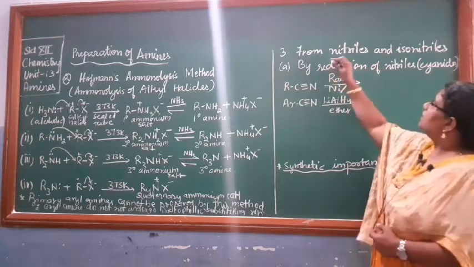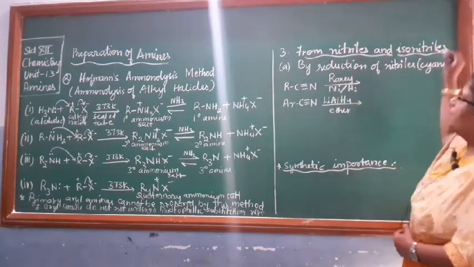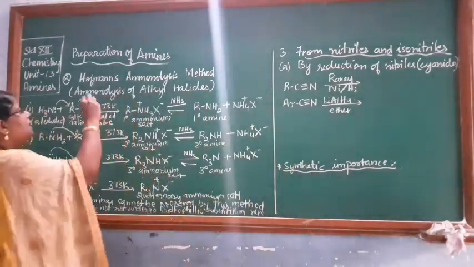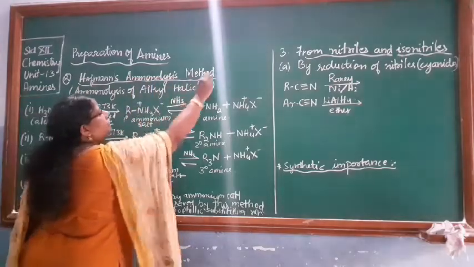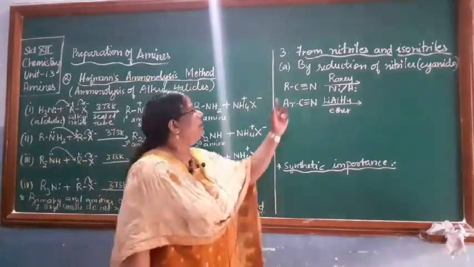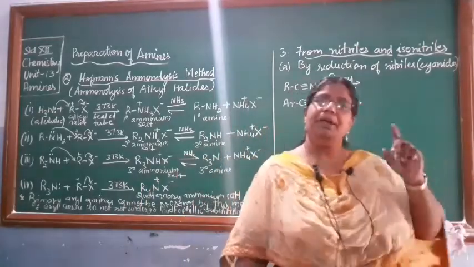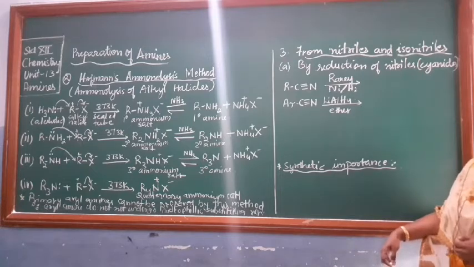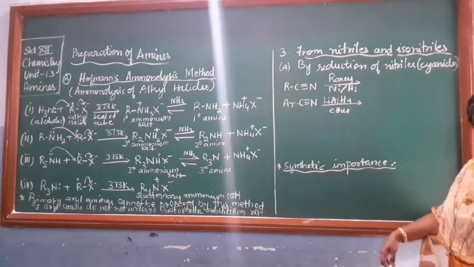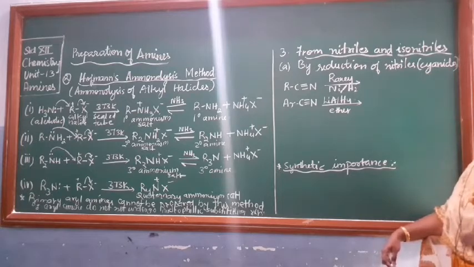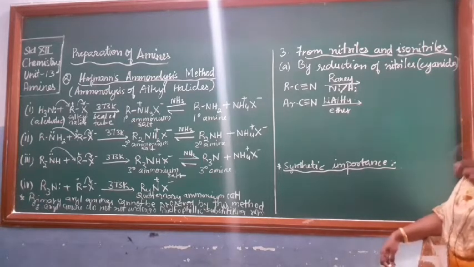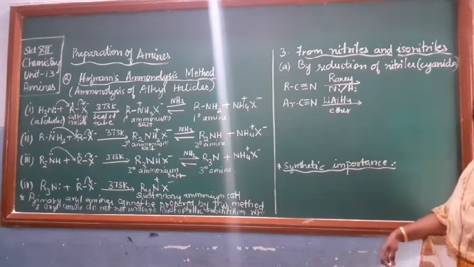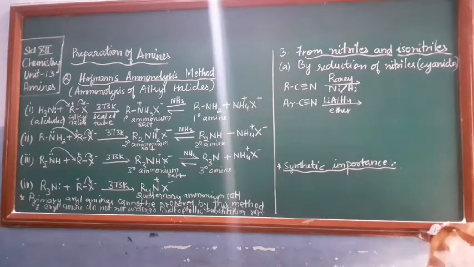Now the third method is from the nitriles and isonitriles. Isonitriles are NC, and nitriles are CN. So we can use both nitriles or isonitriles to prepare the amines. Nitriles will give you primary amine and isonitriles will give you secondary amine, because there NC, N triple bond C, is the functional group. There you will find that nitrogen is bonded to two other carbon atoms. When you write the equation, you can understand.